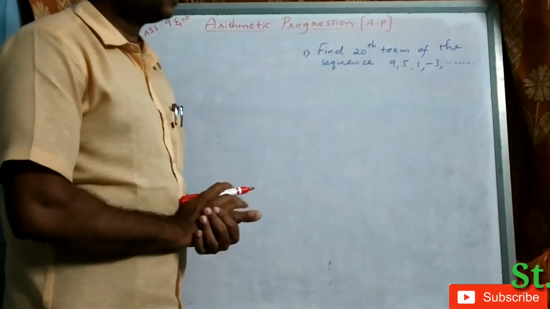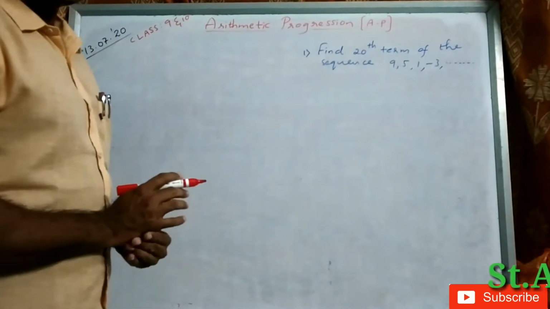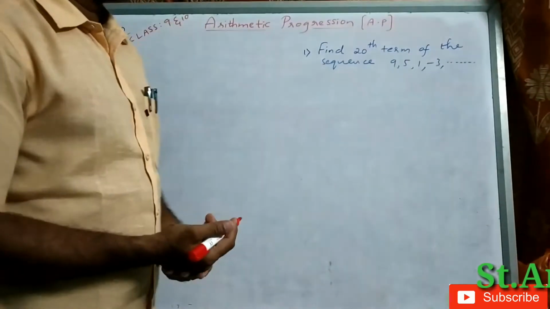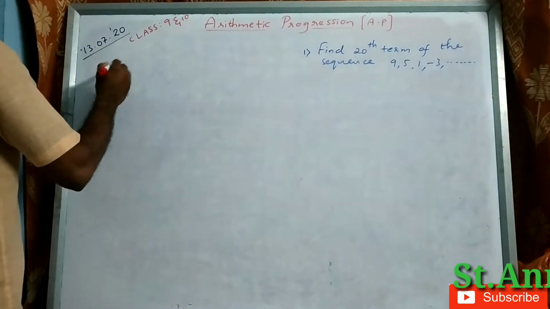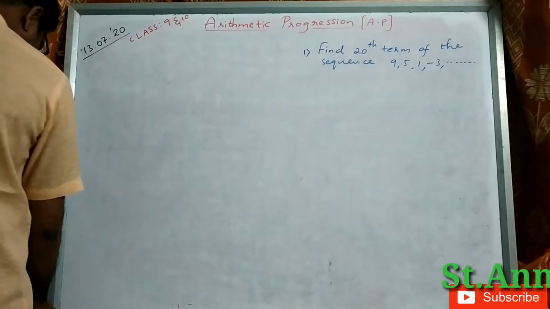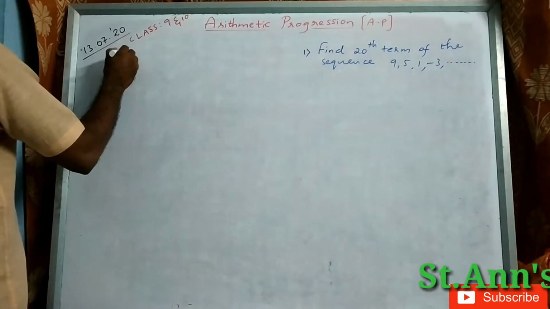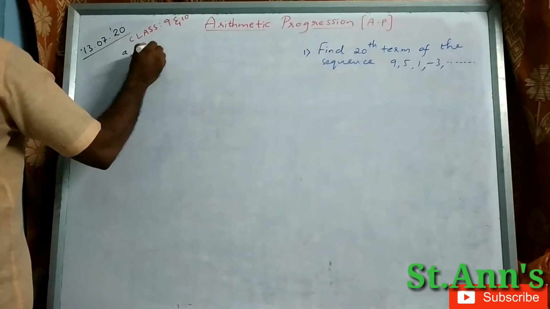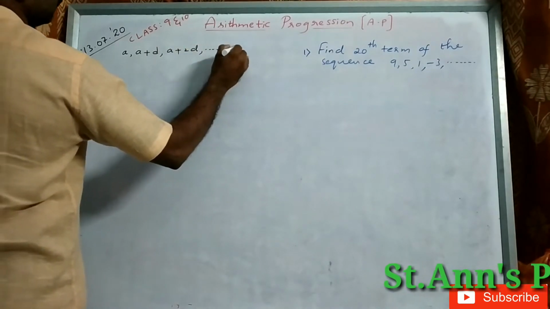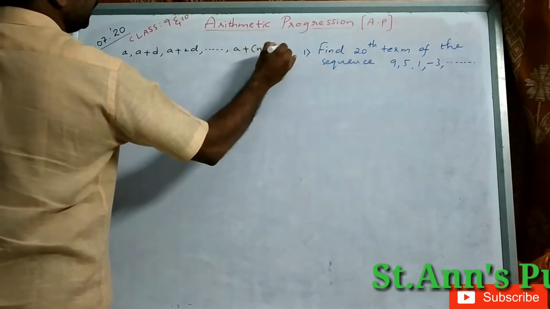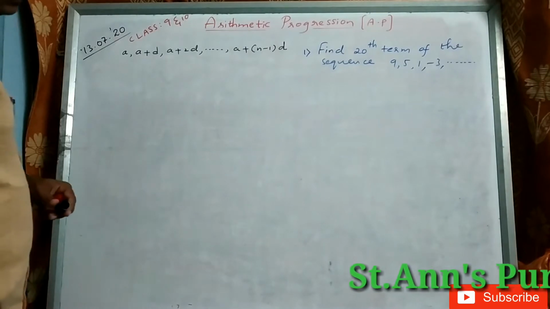Hi students, in the previous class we discussed arithmetic progression and some introduction was given earlier. What did I tell you about arithmetic progression? The general form of arithmetic progression is a, a plus d, a plus 2d, and so on, up to a plus (n minus 1) into d. This is called the general form of an arithmetic progression.